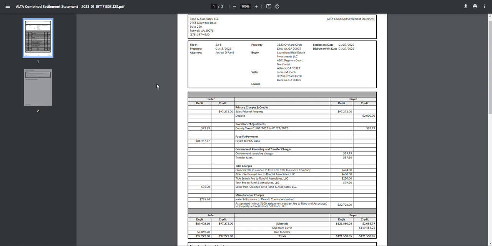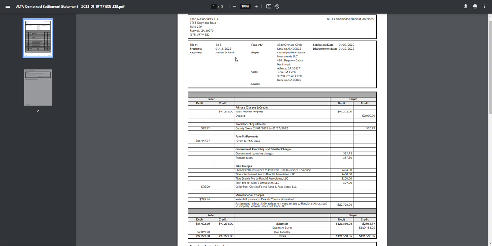Here's an example of a settlement statement for one of my previous deals. So as we look into this settlement statement, we got a lot of different sections here. The top section is the closing attorney information, their address, phone number, all that stuff.